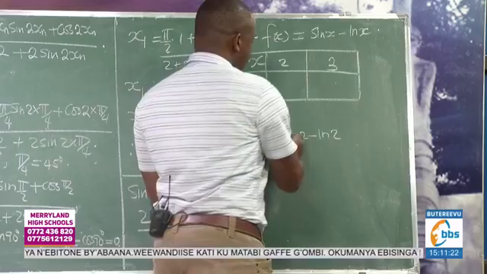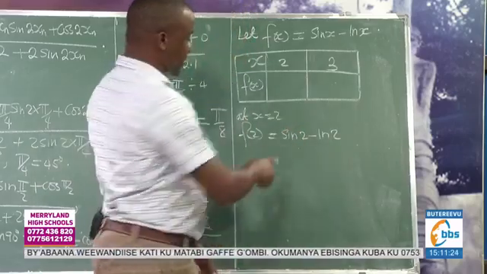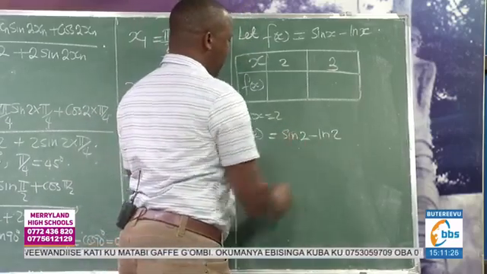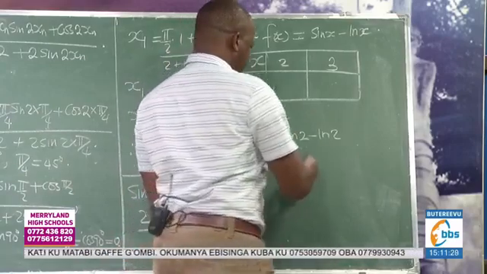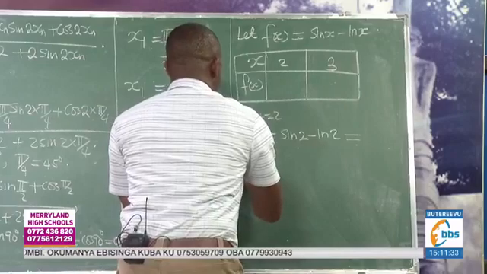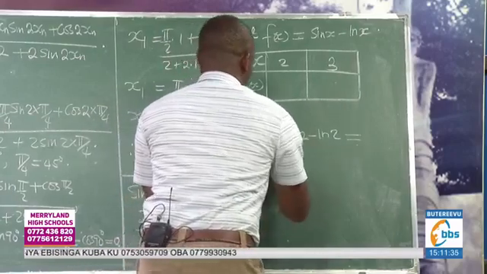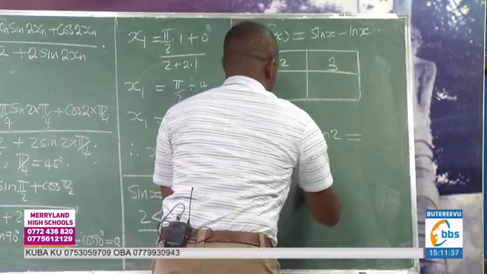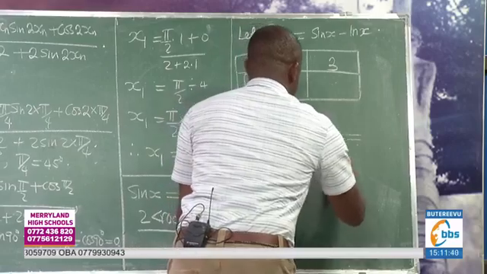And this implies that your calculators, since 2 is very small, an angle should be in radians. We are going to get this value and repeat this for f of 3, which will be the sine of 3 minus the ln of 3.